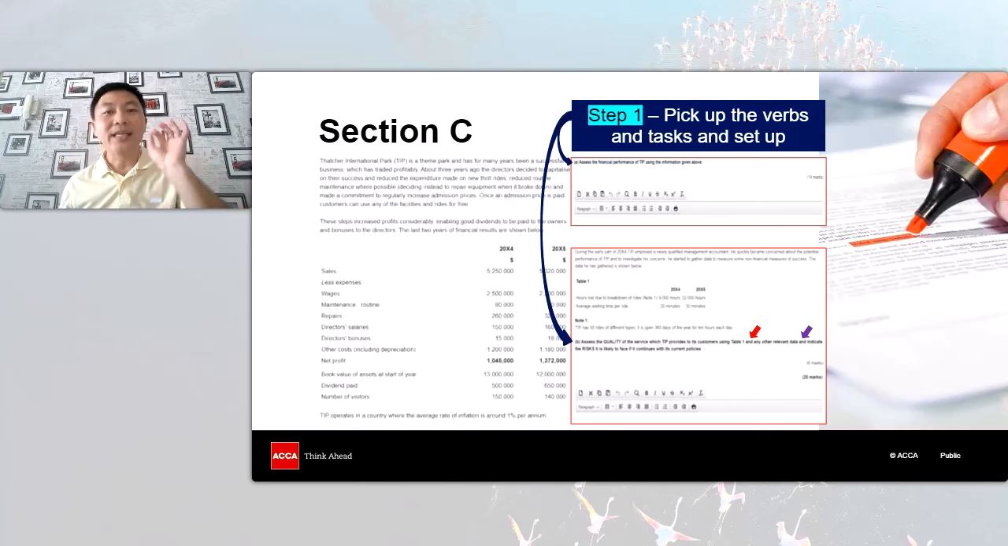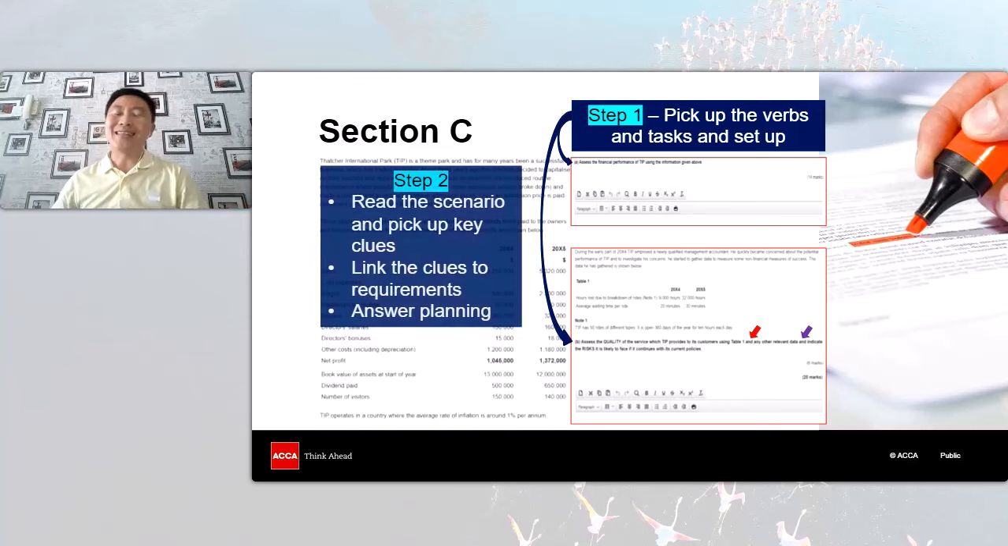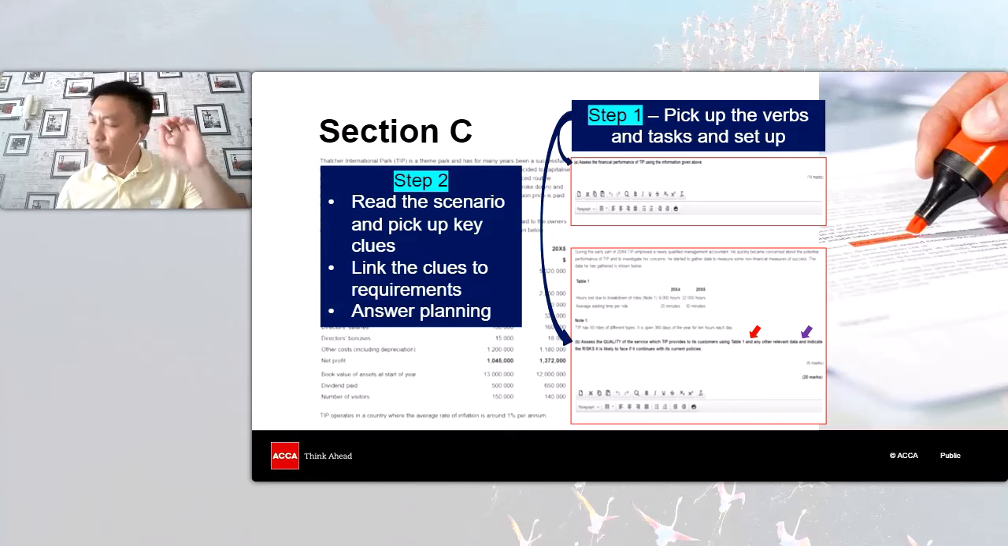Guys, if you fail to understand what the task is, it is kind of difficult for you to imagine how your answer would look like. You would have no idea how to plan out the presentation of your answer. Until step 1 is done, then step 2 comes in. Read through the scenario, pick up the clues and all the relevant facts, including figures, and try to organize in your mind how these figures are going to be used in responding to the task that you picked up a while ago.